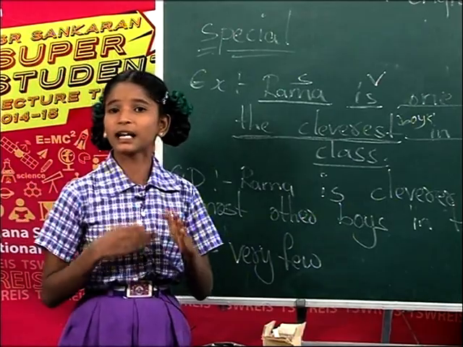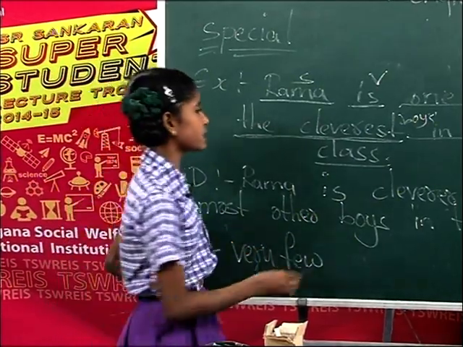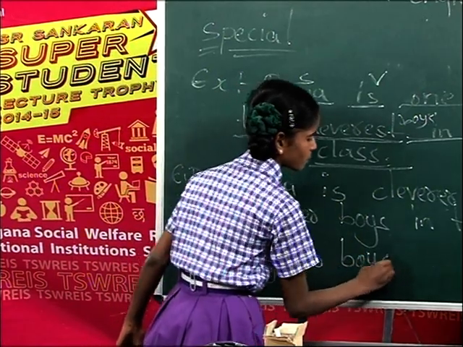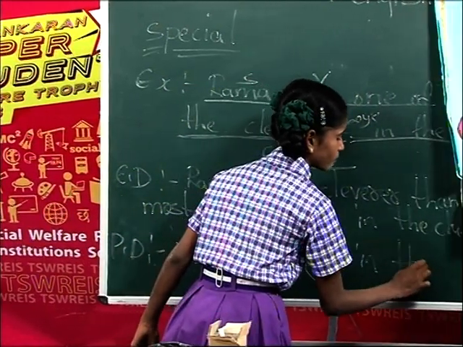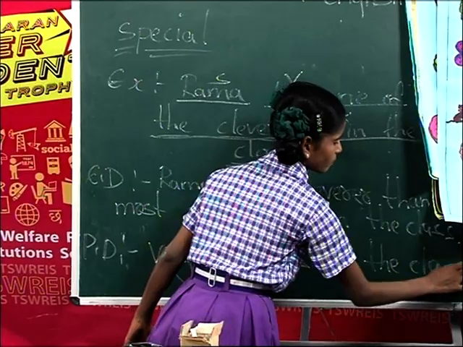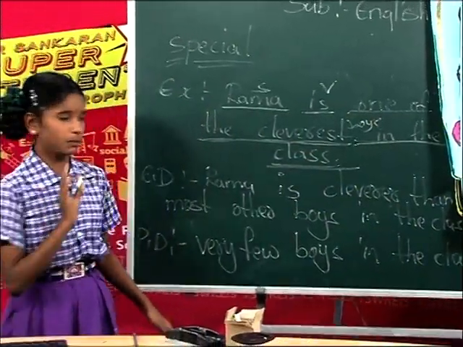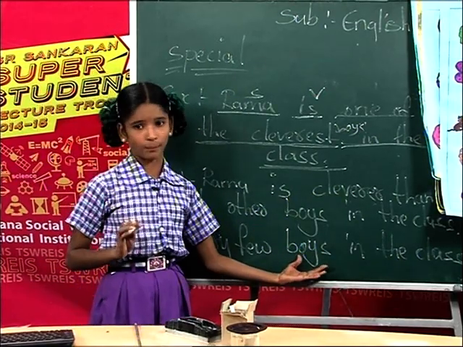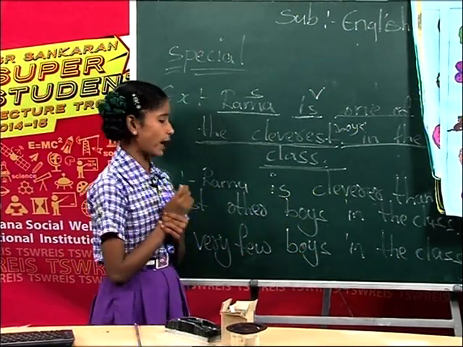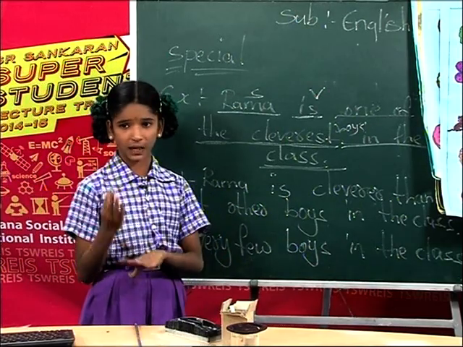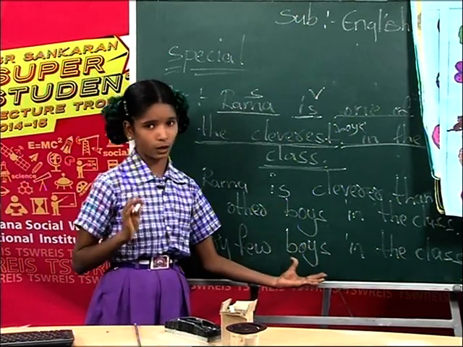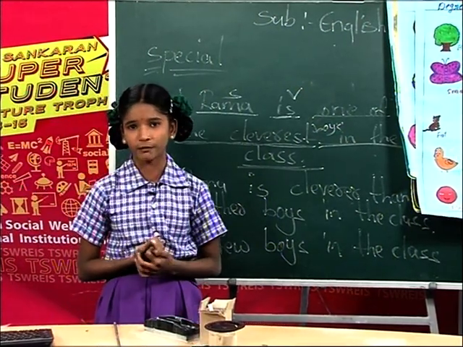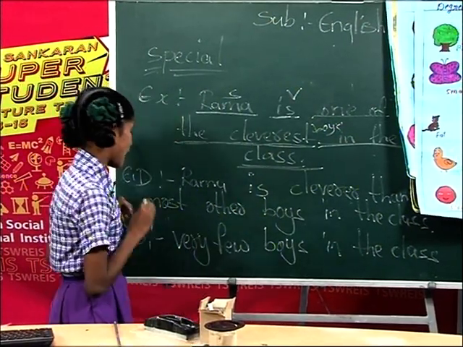Now, we should add the last part of the sentence, that is boys in the class. Now, we should add the verb, that is. Here friends, boys is in plural form, but the verb is in singular. So we should change the verb as per the sentence. When boys is in plural form, we should change the verb. What is the plural form for the is, friends? Yes, are.